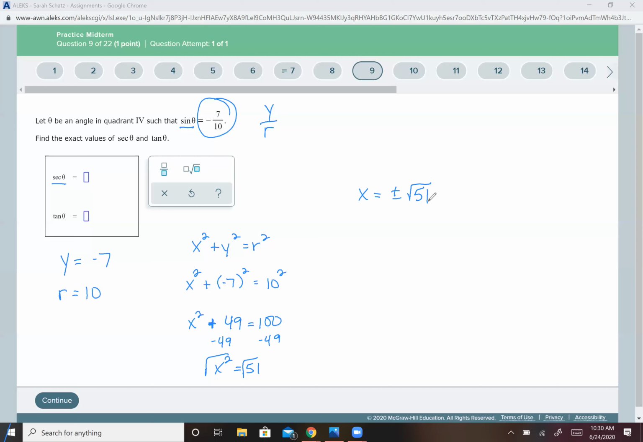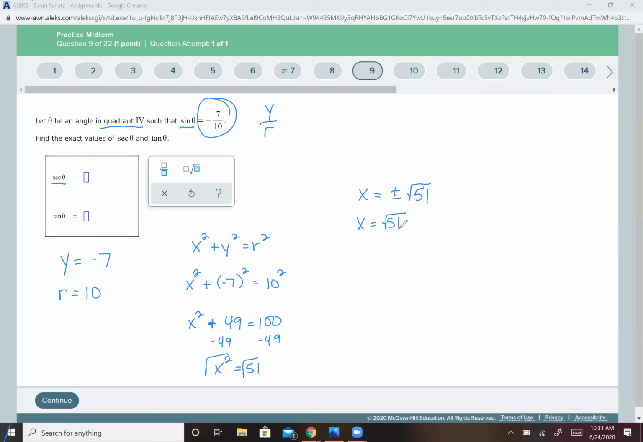Now, if this was r, I would say it's definitely positive, but it's not. X can be negative or positive. This is where you go back and look at what quadrant you're in. The values of x in quadrant 4 are positive. So I know because I'm in quadrant 4 that my x value is positive, square root of 51. And again, simplify this root if you can. This one is definitely not simplifiable because 51 is prime.